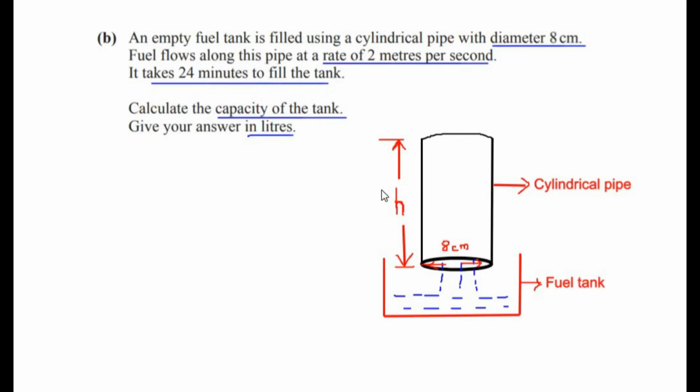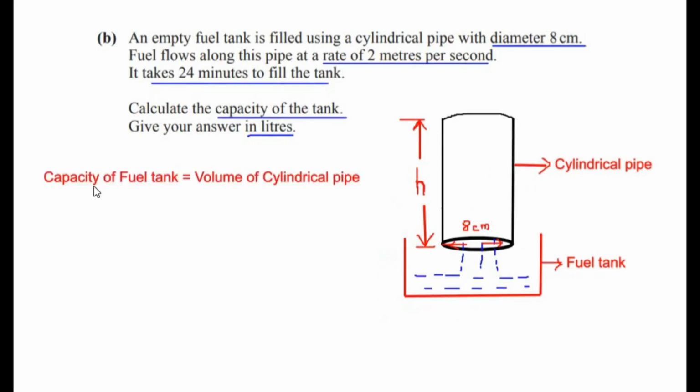So here we can understand that the volume or the capacity of the fuel tank will be equal to the volume of the cylindrical pipe, that is the amount of fuel that flows through this pipe. So we can write here, capacity of the fuel tank, or the volume of the fuel tank, will be equal to the volume of the cylindrical pipe, and the volume of a cylindrical pipe is given by the formula base area times height. So this is the base of the cylinder, which is a circle.